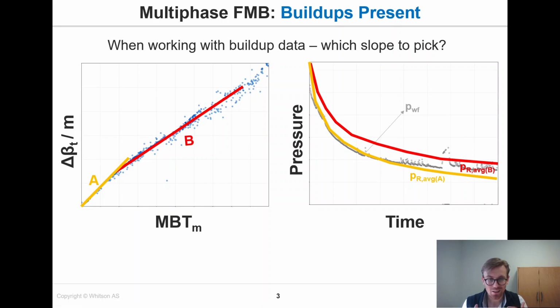Okay, and in these scenarios where you have buildup data, it's very, very important that you leverage this type of data and put a lot of emphasis on it.